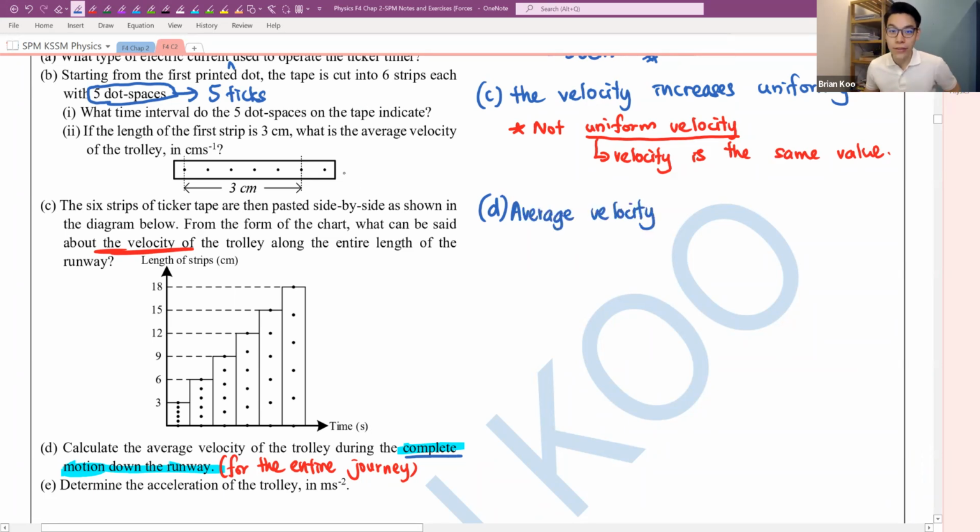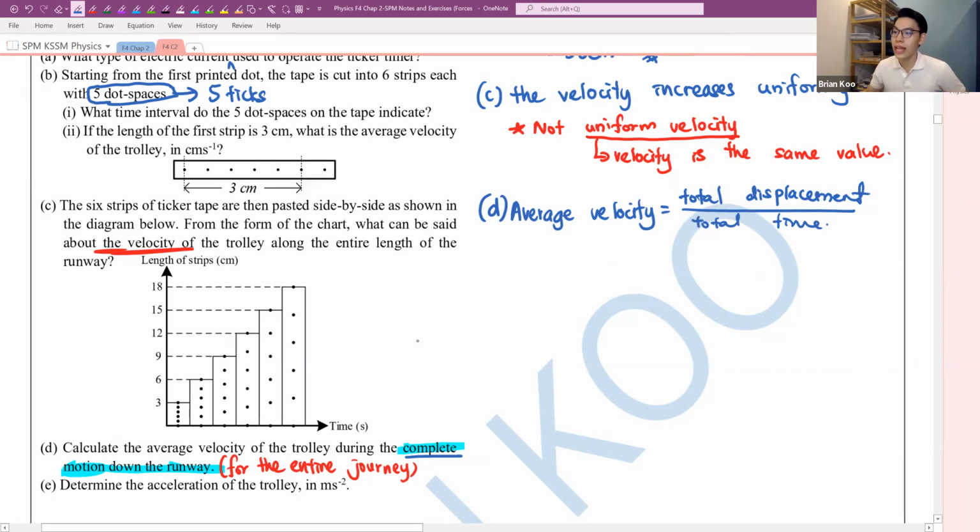why do they use the word average? Because the velocity at each strip is different. Okay, we are looking for the overall average value, right? So please don't say it's just this one plus this one plus this one, you get 6 velocities and divide by 6. It doesn't work that way. Okay, it doesn't work that way. You have to do the total distance, or in this case, we can use displacement, divided by the total time.